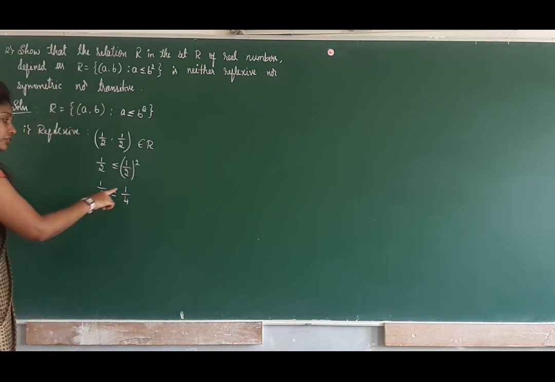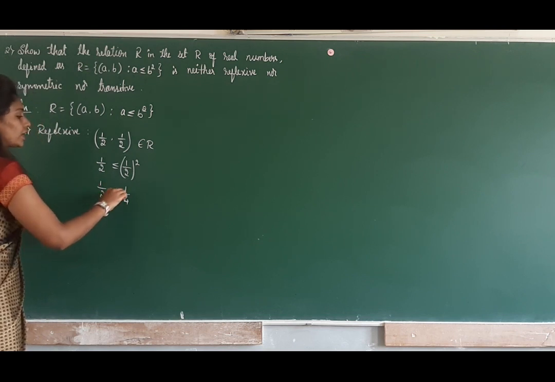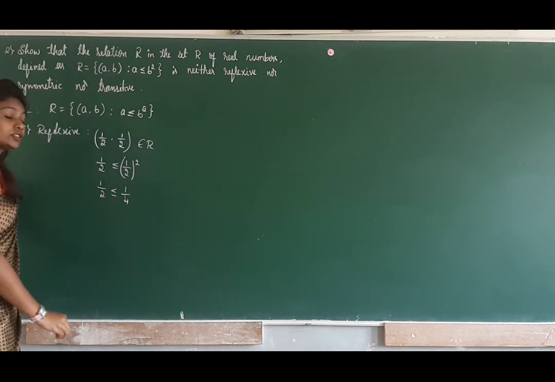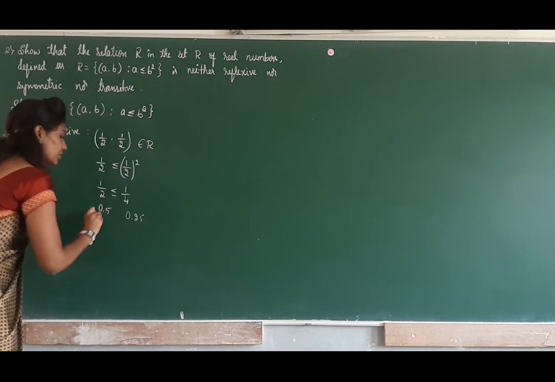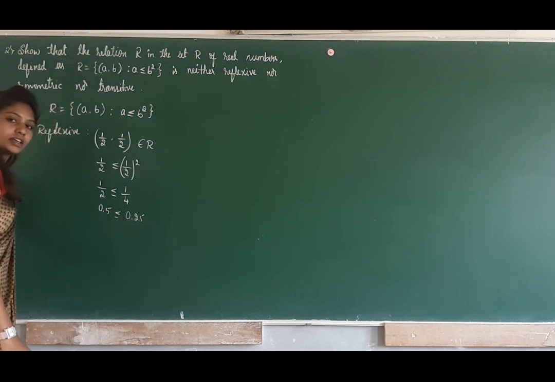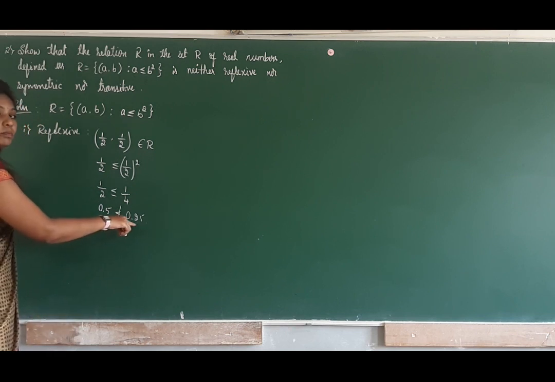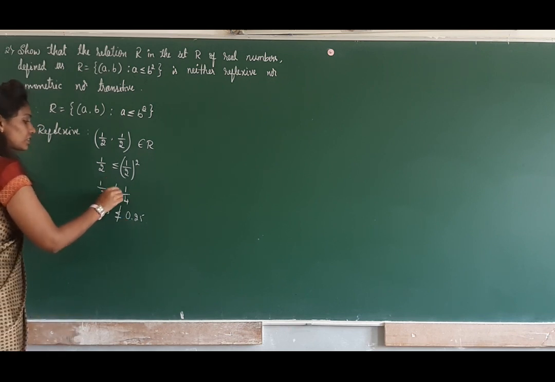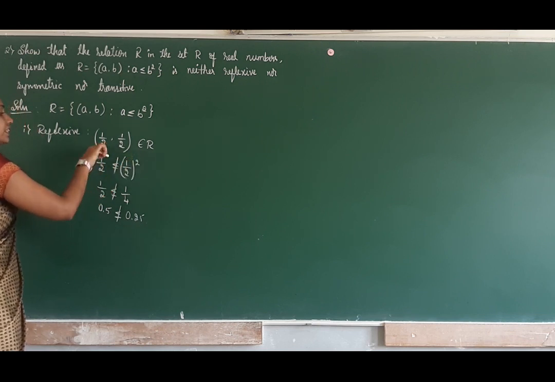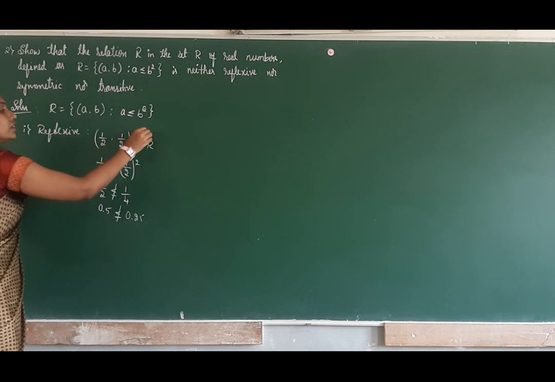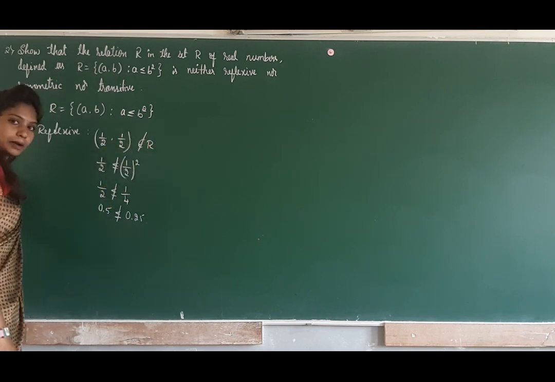Is it true? Is 1/2 less than or equal to 1/4? Now the value of 1/2 is 0.5 and the value of 1/4 is 0.25. Is 0.5 less than or equal to 0.25? No, right? That's why 1/2 is not less than or equal to 1/4, that is, 1/2 is not less than or equal to (1/2) whole square. Therefore, not less than or equal to means it does not belong to R. The ordered pair (1/2, 1/2) does not belong to R.